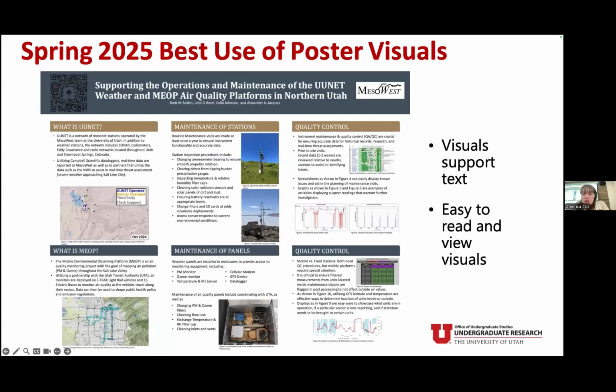Here is another good example. So this was the Spring 2025 Best Use of Poster Visuals. This was the award given to the student at our symposium in the spring this last year. And so this one is really good because the visuals support the text. And again, it's easy to read and view the visuals. It's really focused on what am I looking at, and then the text is used to aid what I'm looking at.